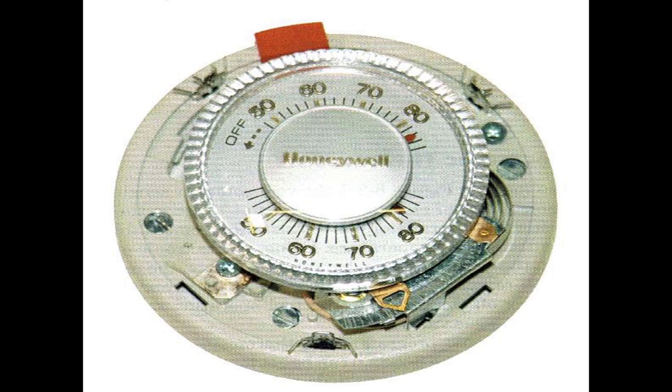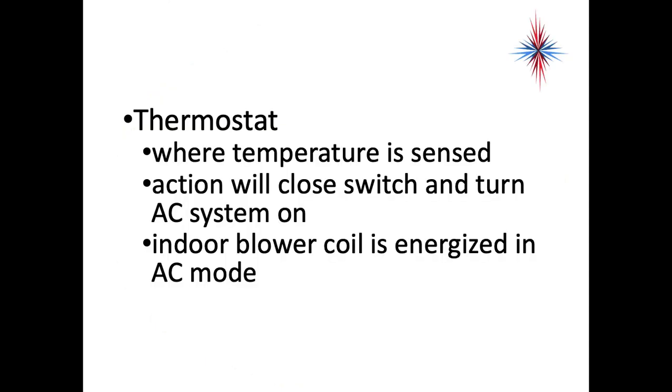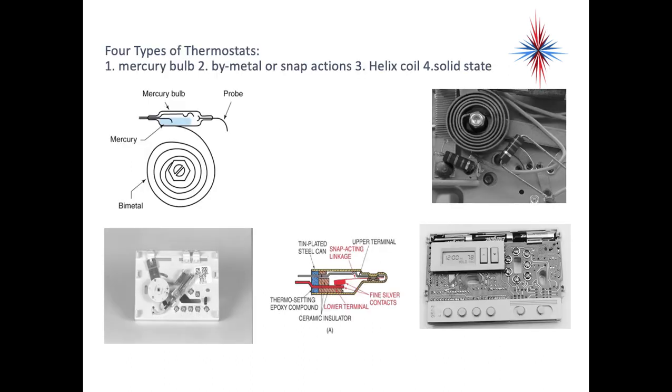Okay, most of these thermostats do not have an adjustable cooling anticipator. They are set for a constant. But the heating anticipator could be adjusted. So the thermostat itself, not the sub-base, is where the temperature is sensed. The action will close a switch and turn the AC system on. The indoor blower coil is energized in air conditioning mode. So once the cooling is turned on, in other words, the R to Y terminals close, energizing the compressor and the outdoor fan, the indoor fan motor comes on at the same time.